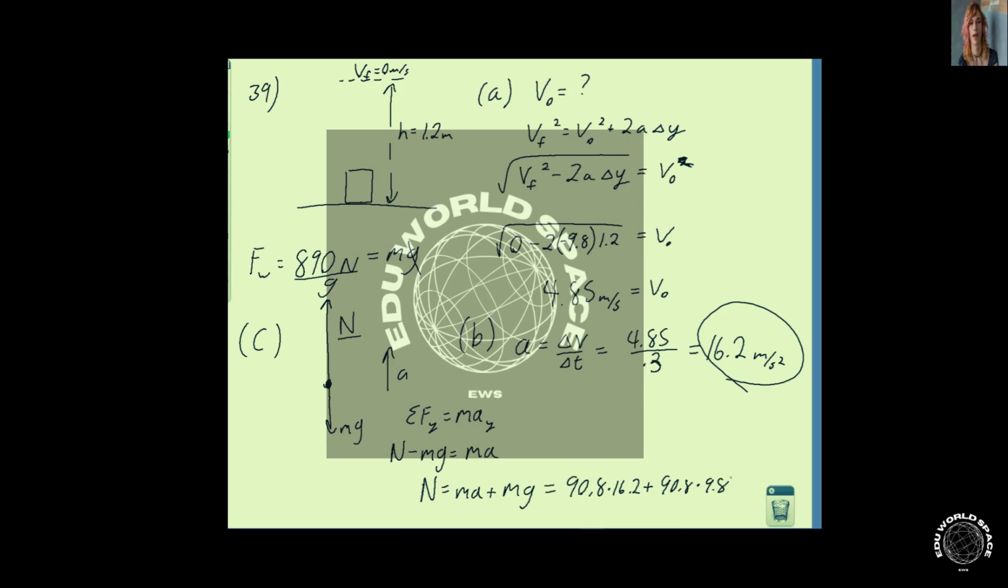And we end up with a normal force equal to 2,360 newtons. Quite large. That's the force the floor pushes on the player with. That's also the force that the player pushes on the floor with. That's a Newton's third law pair. There you have it.